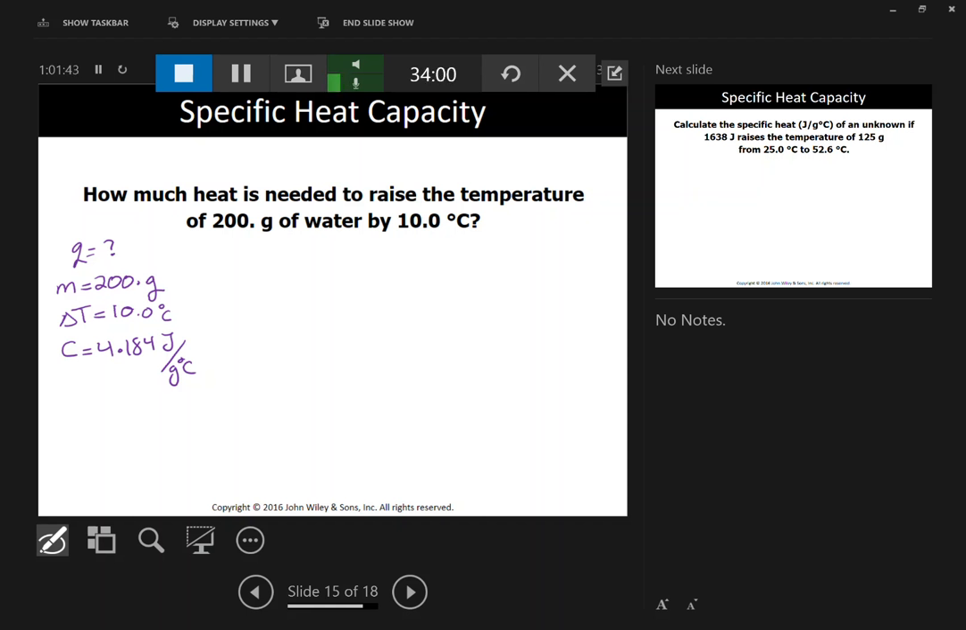So we're solving for Q. We know that Q equals m c delta T. Therefore, Q equals m, which is 200 grams, times c, 4.184 joules per gram Celsius, and delta T is already given to us, which is 10 degrees Celsius. Use your calculators, please, and find the quantity of heat here.